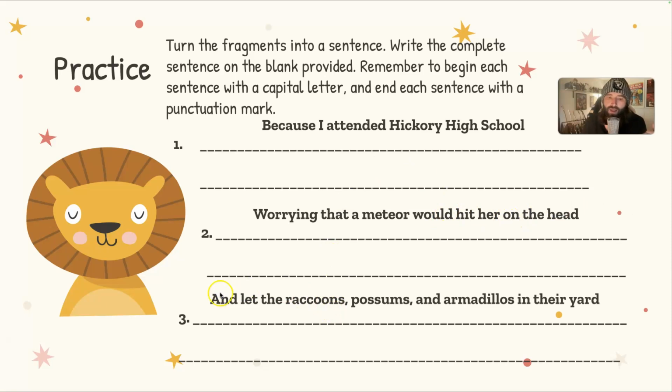And then finally, and let the raccoons, possums, and armadillos in their yard. So we do have a verb here, but we don't have a what. We don't have a subject. We don't know what is causing her to let raccoons, possums, and armadillos in, or causing them to let them in the yard. So this is just extra practice that I kind of want us to look at. This is the harder one, certainly.